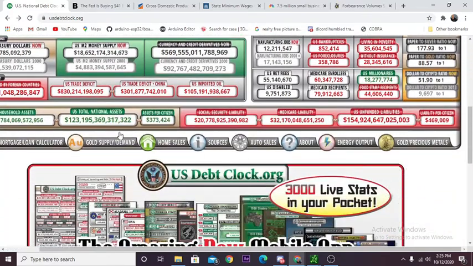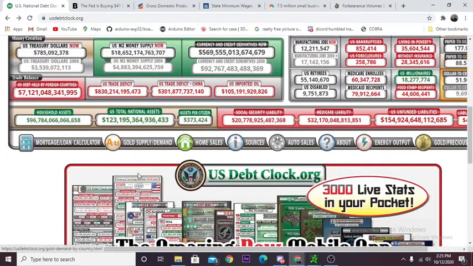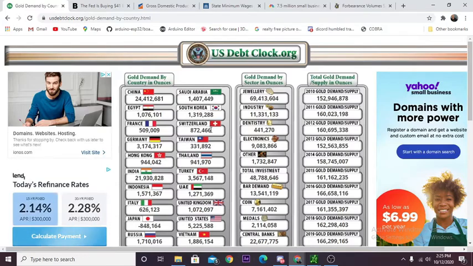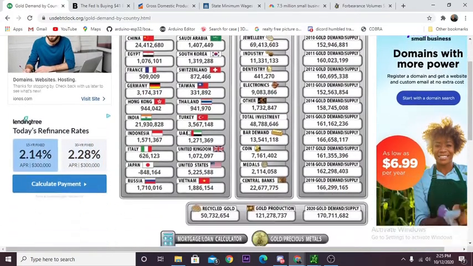Really cool website, and they have other stuff here. I'm not making any money off of this. It's just pure information. If you want to go to the website, it's called usdebtclock.org. Okay, they have some information here on gold and other things. Here you can see which countries have how much gold, and other interesting information.